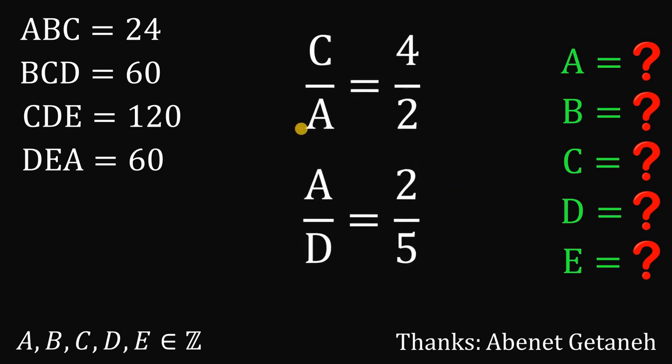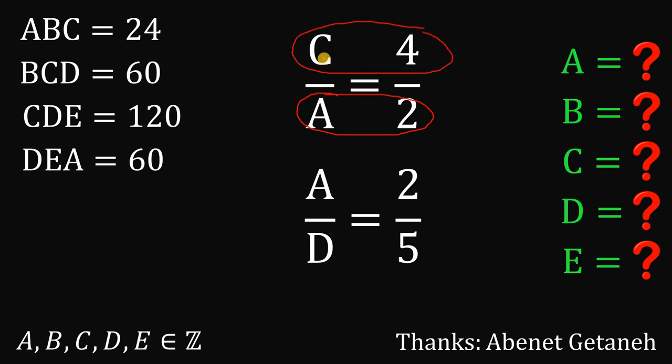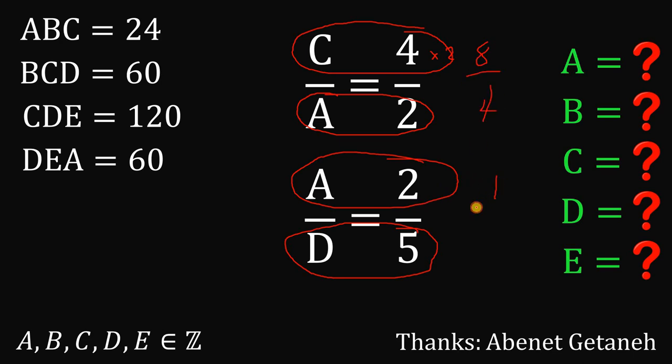Because here is the thing. If we do that, we can say that A equals 2, C equals 4, because C is to A as 4 is to 2, and A is to D as 2 is to 5. So if A is 2, then D is also 5. Now take note, we can also use their equivalent. For example, if we multiply all of these numbers by 2, we have here 8 over 4. And if we multiply this by 2, we have 4 over 10. So here A is 2, C is 8, and D is 10.